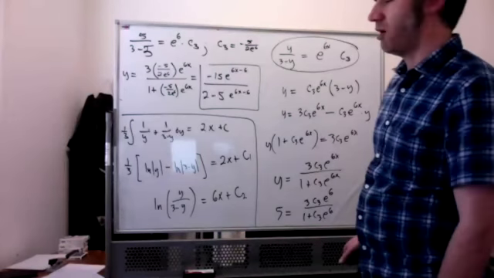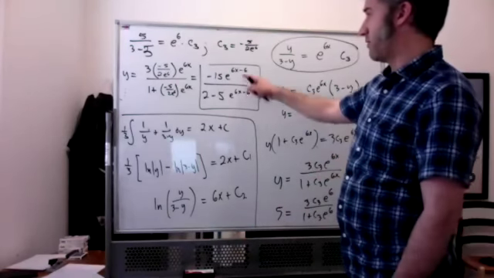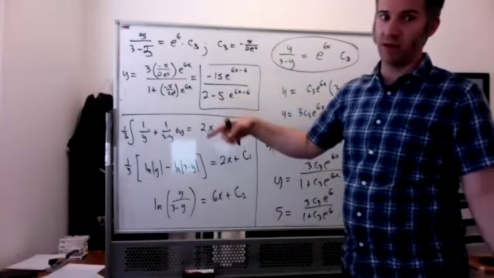Oh, no, I'm just crazy. You get -15 over 2 minus 5, which is -15 over -3, which is positive 5.